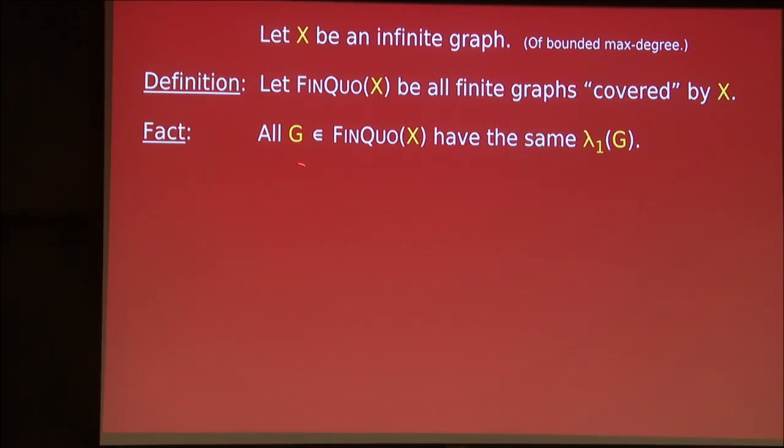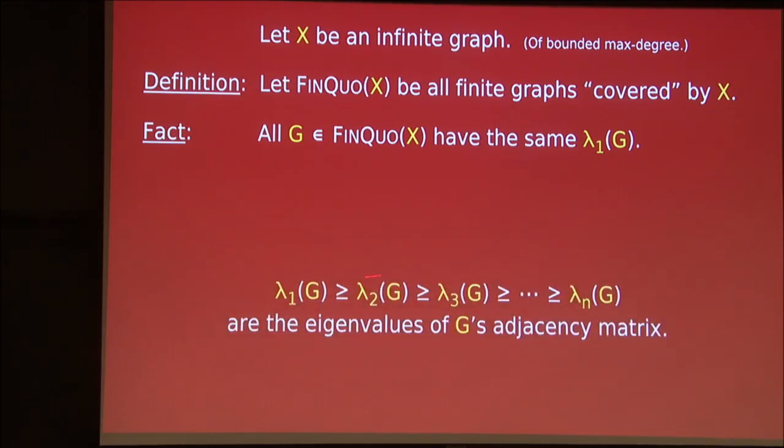So here's a fact. If you look at all the finite graphs covered by a particular infinite graph X, they have the same largest eigenvalue, lambda 1 of G. This is my notation for the eigenvalues of the adjacency matrix of G. You just order them in descending order.